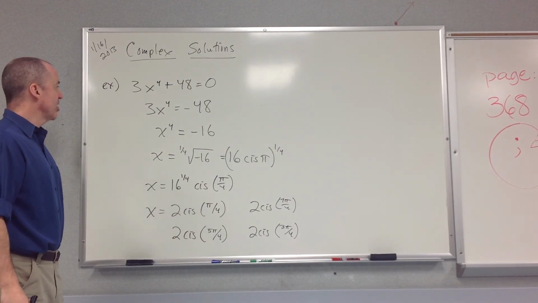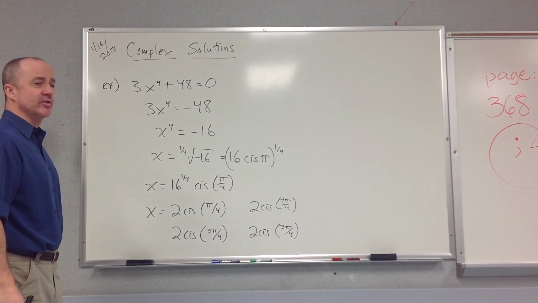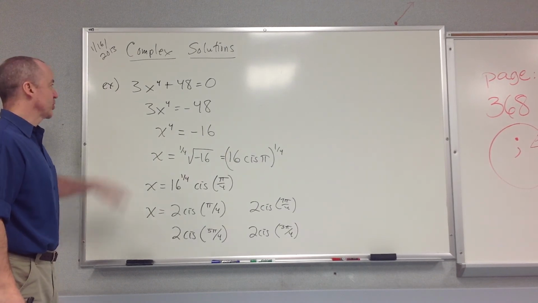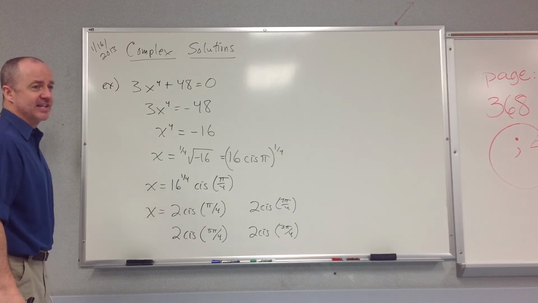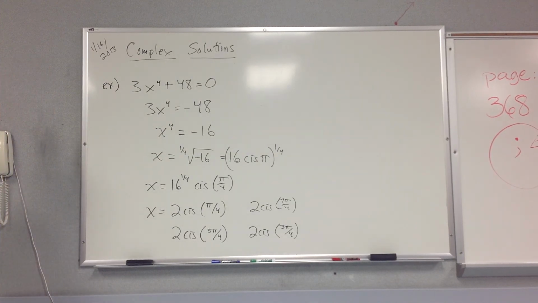None of them are on the x-axis, so this has no real solutions. If this were a parabola, it would not intercept the x-axis. But it does have 4 non-real solutions. Any questions on that?